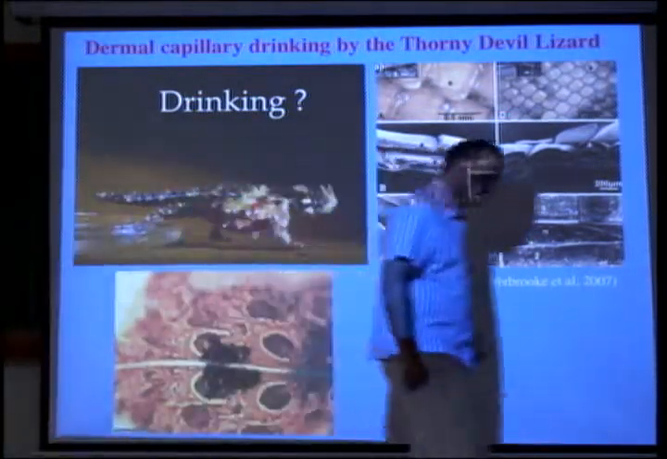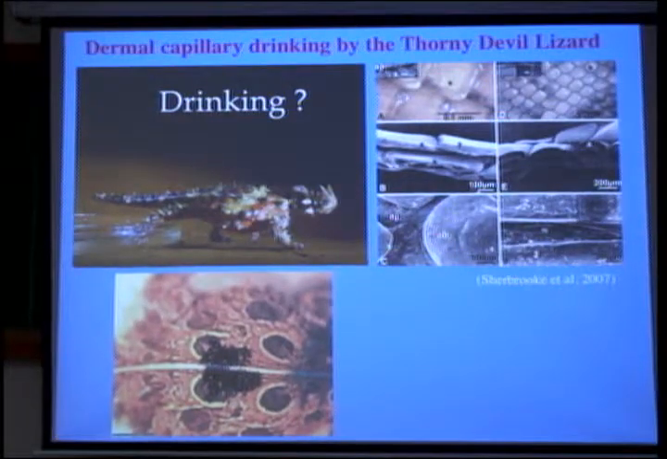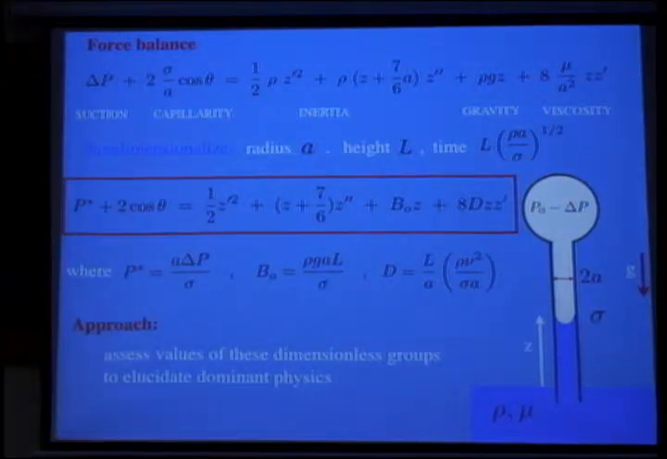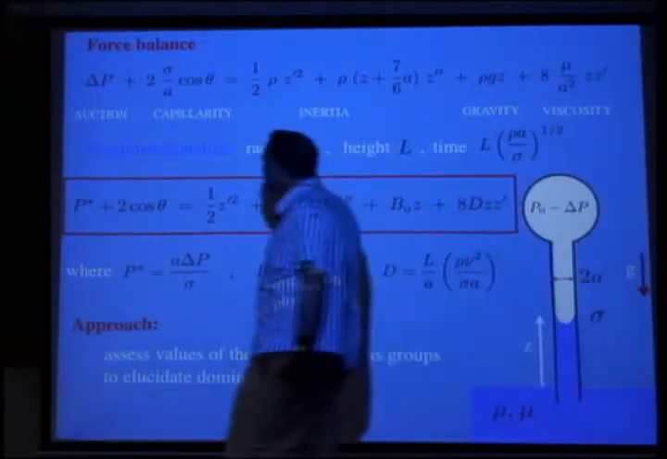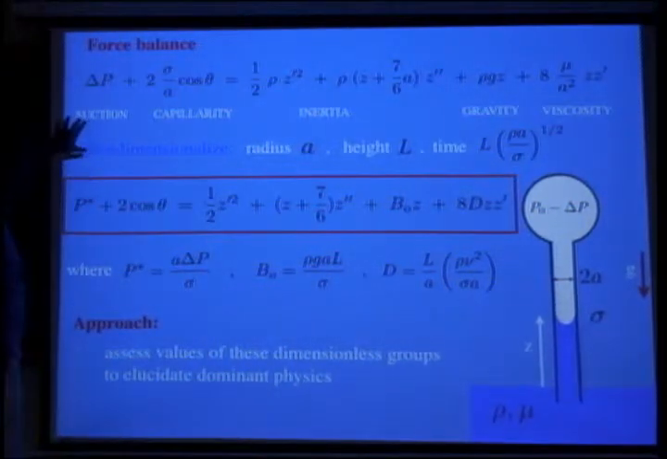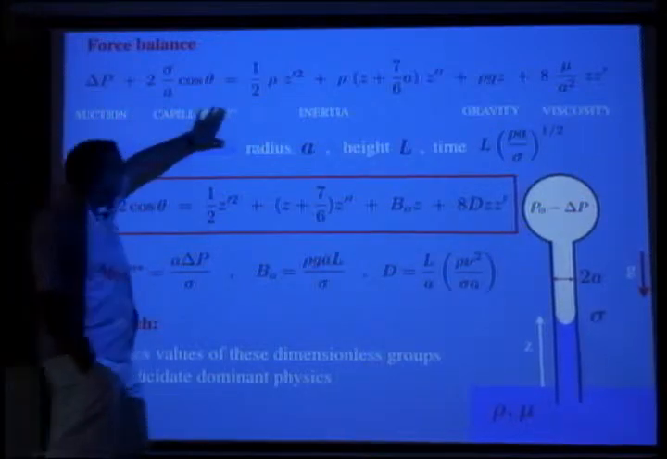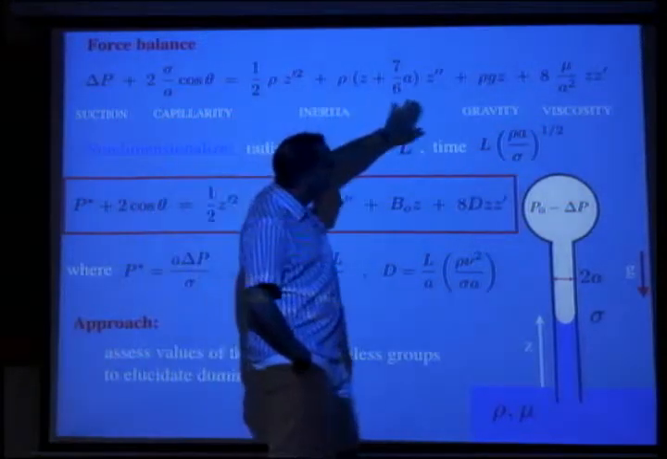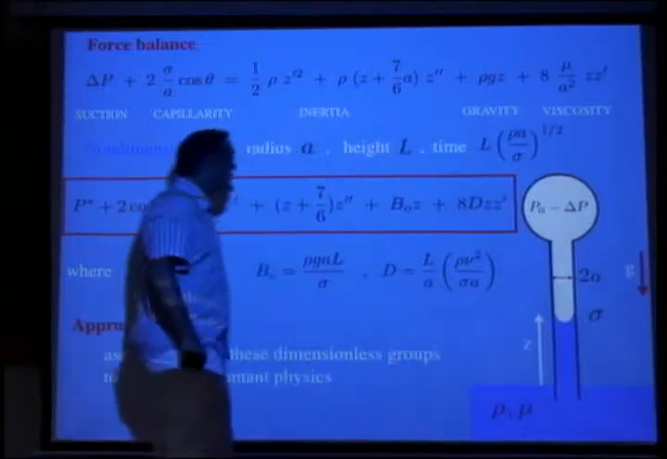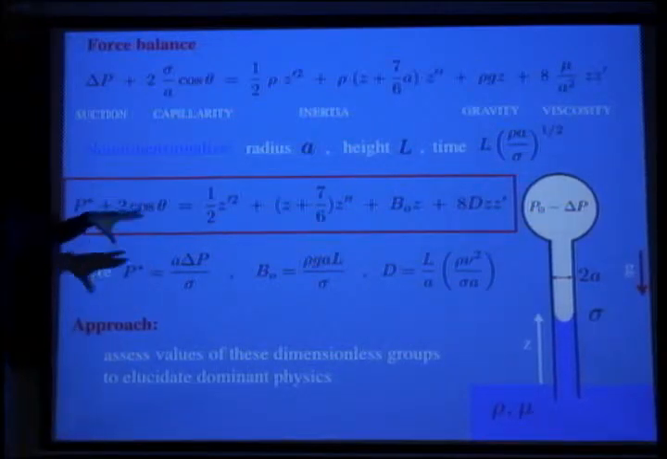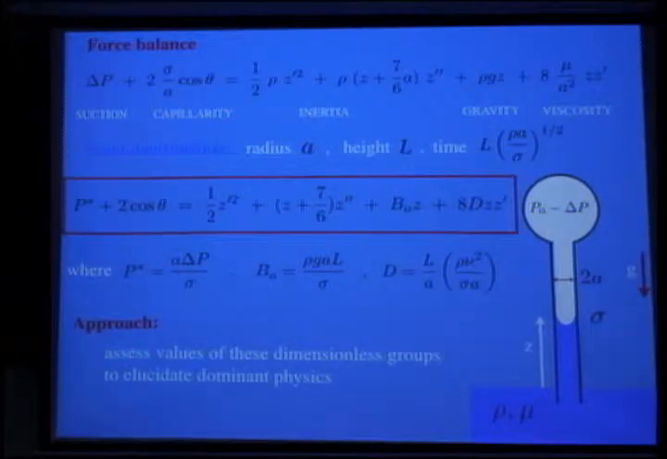And so this is something which uses capillary suction for drinking. But more generally, we've derived this equation in class. So this is the force balance. Here we have the applied suction, and this is capillary pressure, and then this is resisted by inertia, gravity, and viscosity. Again, we derived this in class, so we can non-dimensionalize and then look and see for every particular creature what the relevant forces are.